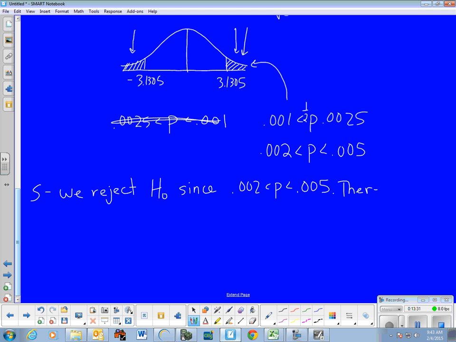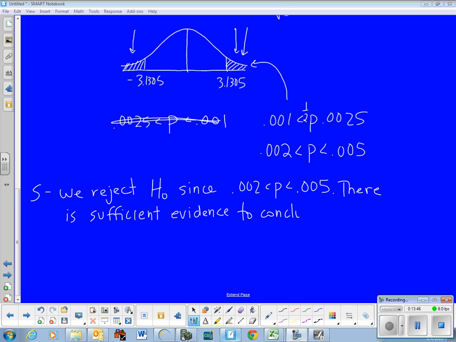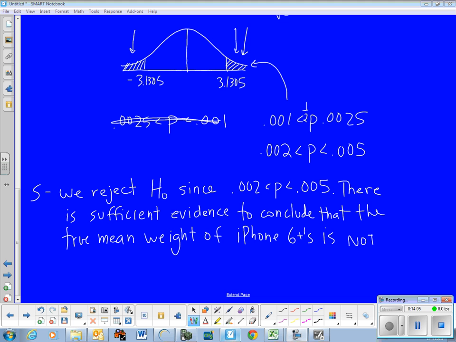There is sufficient evidence to conclude that the true mean weight of iPhone 6 Pluses is not equal to 129 grams. Now, key, not equal to.